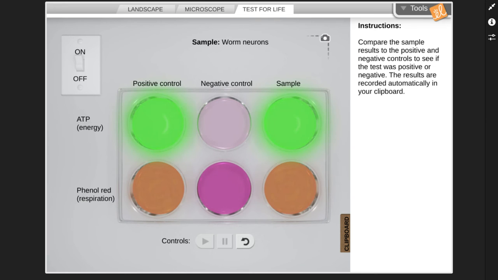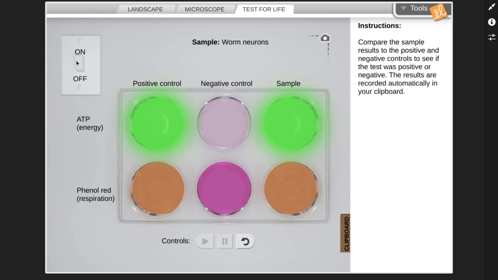Okay, so if you take a look, we've got a positive control. So this is a guaranteed positive result. This is what it looked like if it's negative. And so as you can see, the phenol red turns orange when there is the presence of CO2 or an acidic substance. And the ATP has that green color. So we're going to compare that to our baseline, our negative control, and we can tell that the worm's neurons, the sample, is definitely performing metabolism, which is one of our characteristics of life.